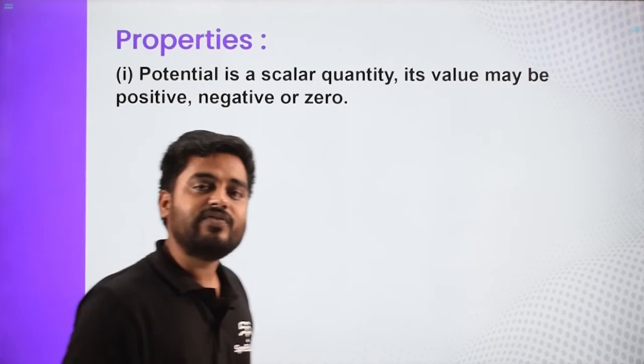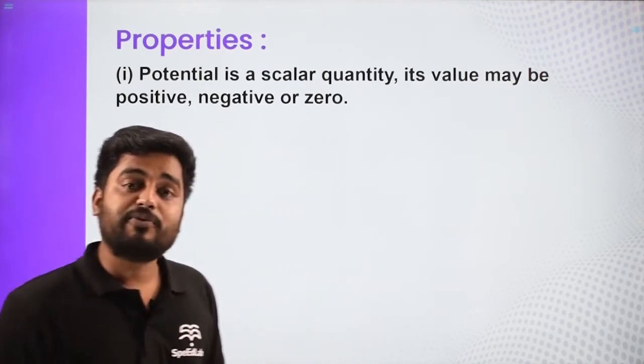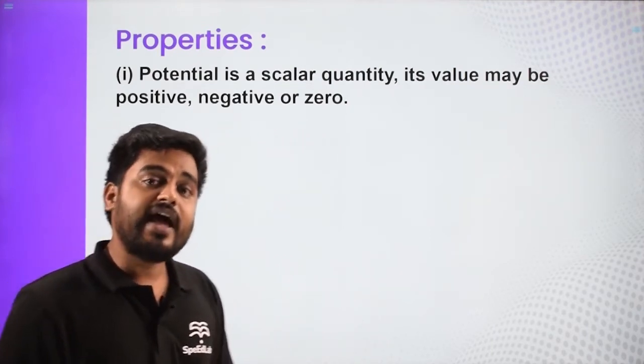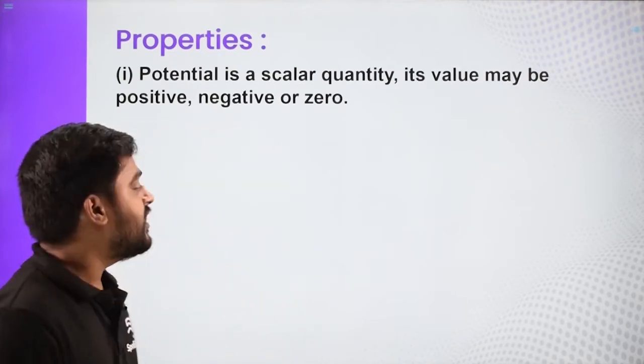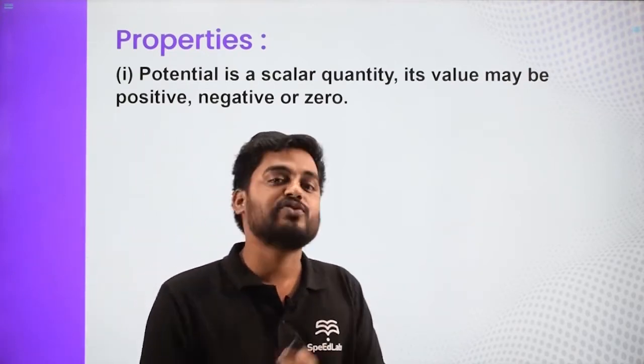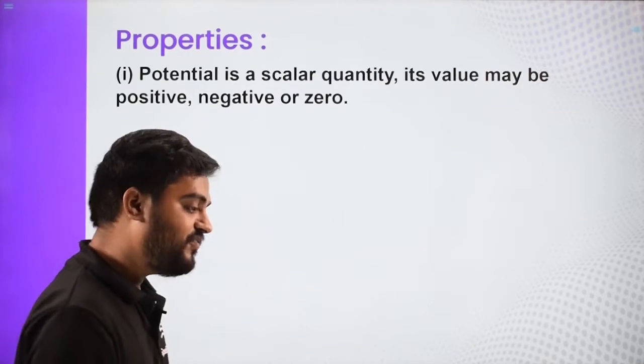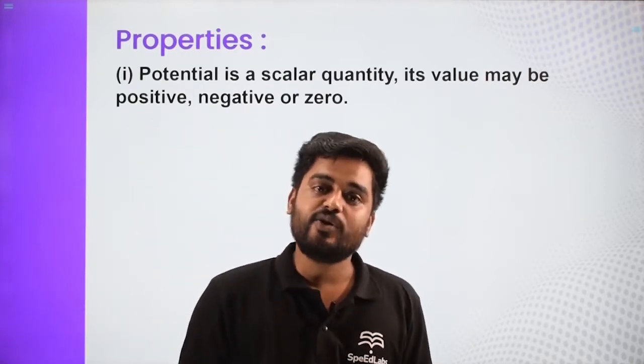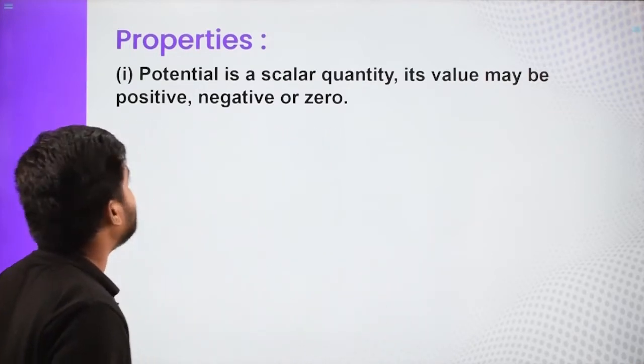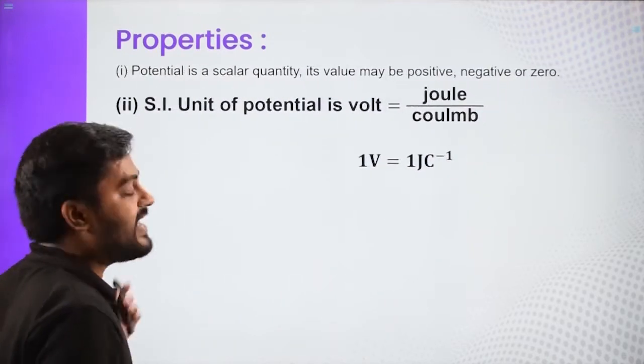If work is negative, then potential at a particular point is also negative. Work done by external force I am talking about. Work done by field is basically the opposite of that. So if work done by the external force itself is negative, then your potential at a particular point is going to be positive. The second property is the SI unit.